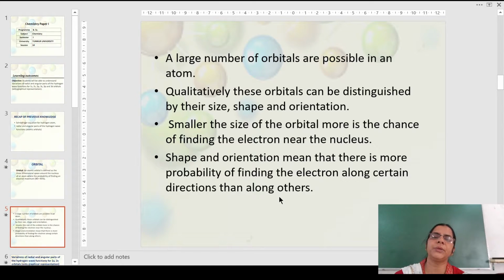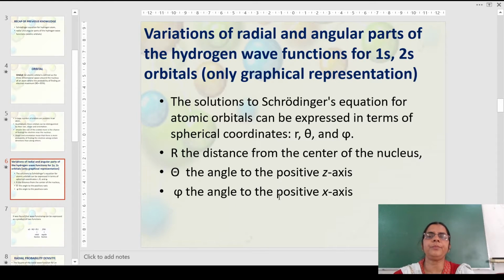So as the size goes on increasing, as the atomic number goes on increasing, it is quite possible that the electron may be moving away from the nucleus. The shape and orientation mean that there is more probability of finding the electron along certain directions only. So this gives directional properties to the orbitals.